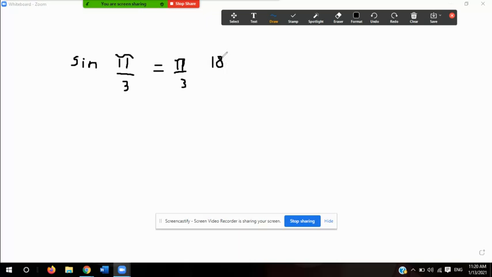And I know that a lot of you don't have any issues with that. So 180 over pi, the pi symbols cancel out, and then you would have 180 over 3, which is 60. So I know that pi thirds is equivalent to 60 degrees. So that means that the sine of 60 degrees will also equal the sine of pi thirds. And we know by now, because we worked on it for so long, that the sine of 60 degrees is actually the square root of 3 over 2.